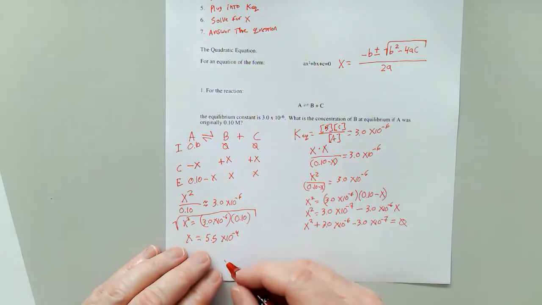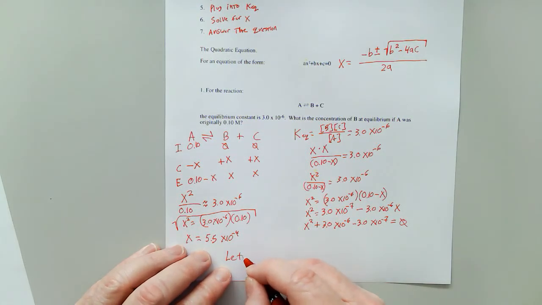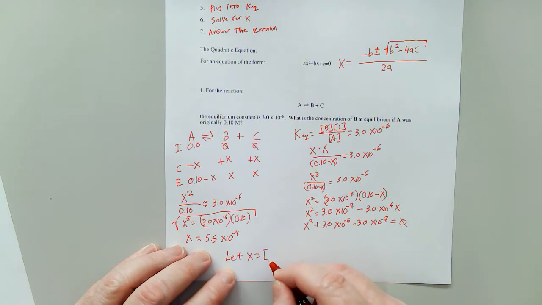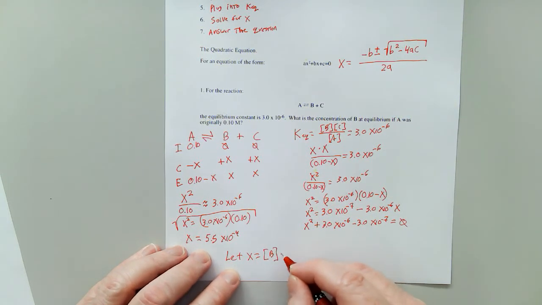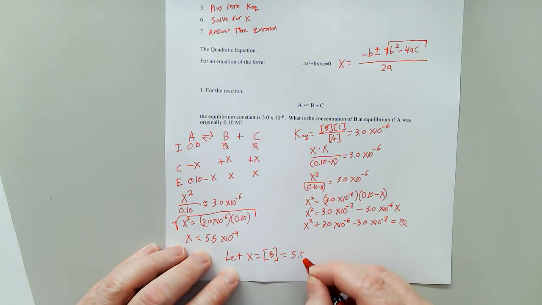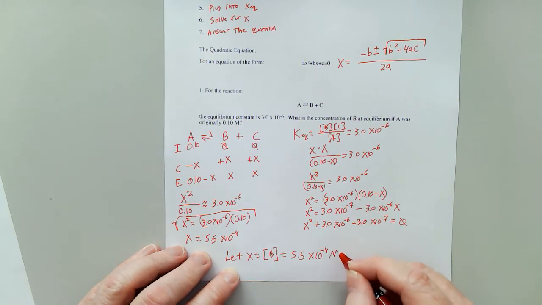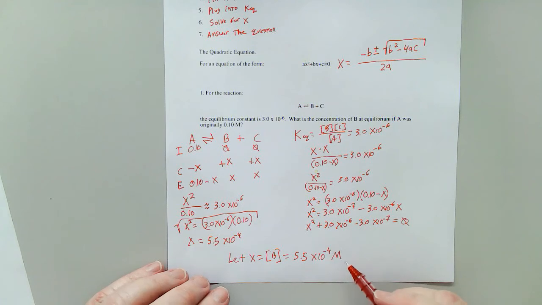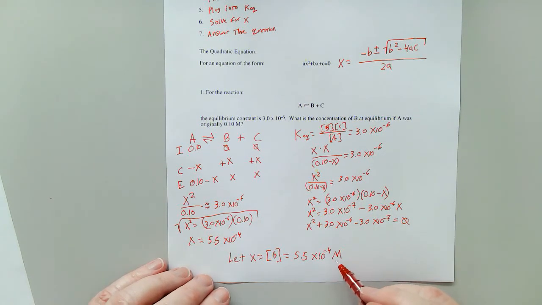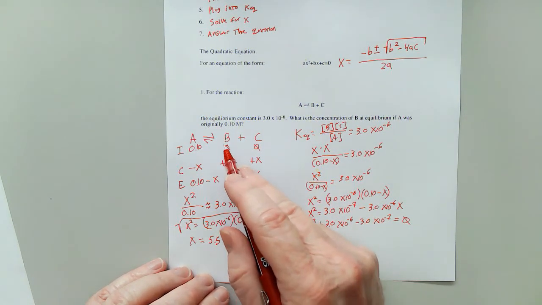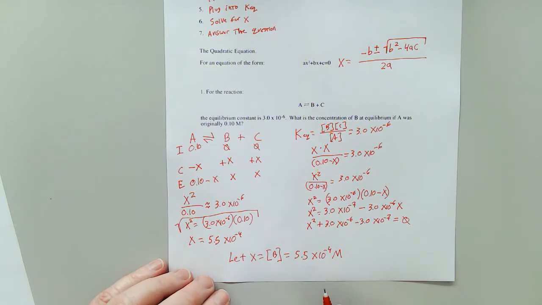Now I need to answer the question. Let x equal the concentration of B, which equals 5.5 times 10 to the negative 4th molar. And I know that that is accurate because x is what represents B.